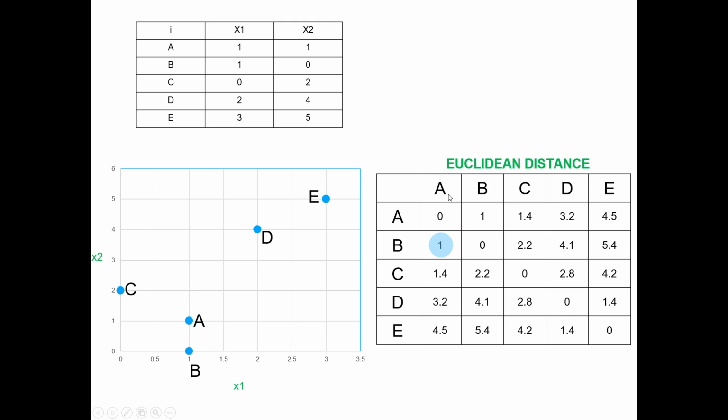And that's why it makes this algorithm very inefficient. If you have 1 million data points, then this table is going to be 1 million by 1 million, so it cannot even fit into your computer memory. You can see that the distance from A to A is what? A to B is 1, B to A is 1. This means what?